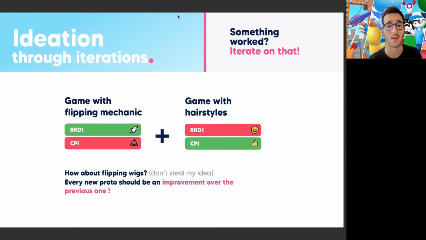So whenever you have something good, like a retention day one or a CPI from a game, make sure that you are using that to some extent in your next prototype or in the next ones to come. Again, it's very important, as I was saying earlier, to really be in this iteration mindset to keep improving your game over and over by using what worked and by hopefully not using what didn't work.